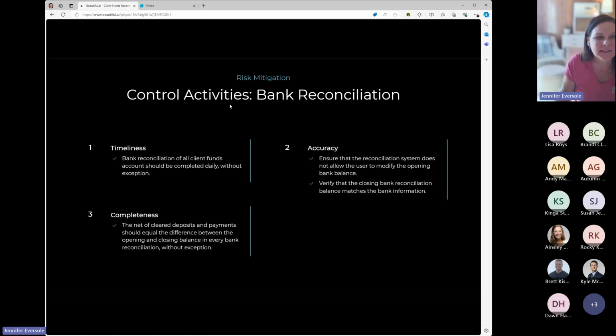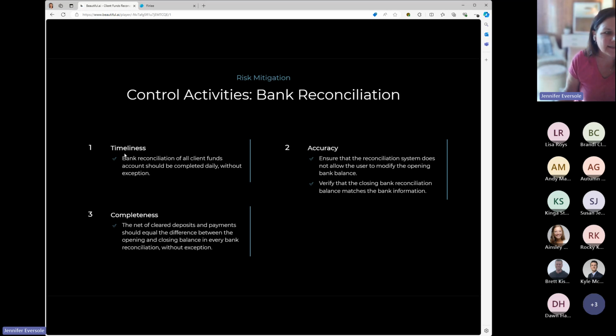Okay, let's talk about the risk mitigation and what you're doing. So we put control activities in place. One of the main things that we do to mitigate risk is put these control activities in place. So these are your internal controls, and I want to talk through those and what we do.